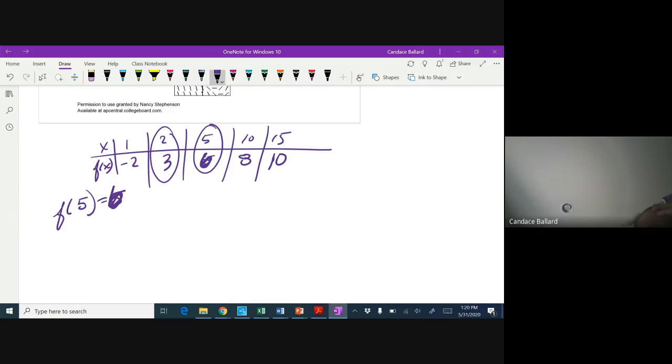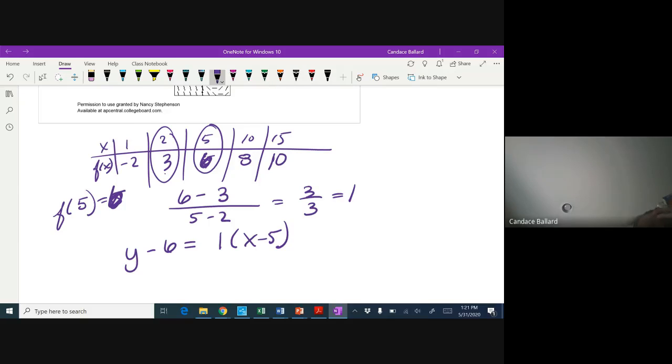And then I've got to calculate my slope. So my slope would be the 6 minus the 3 over 5 minus 2, which would be 3 over 3. Oh, that was nice. 1. All right, and then we go y minus the y value, which is 6, equals the slope 1 times x minus 5.